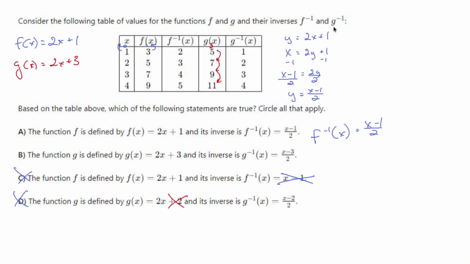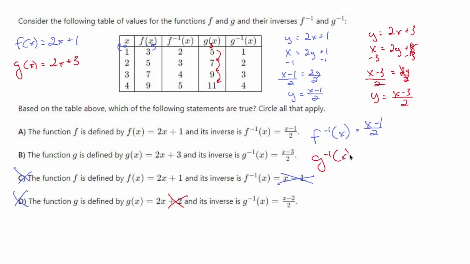Let's do g of x and do the same thing. Okay, turn g of x into y. y equals 2x plus 3. Swap the x and the y, so x equals 2y plus 3. Minus 3 gives you x minus 3 equals 2y. Divide everything by 2, and now y equals x minus 3 all over 2. So that was g of x, so now we can say that the inverse of g of x is going to be x minus 3 all over 2.